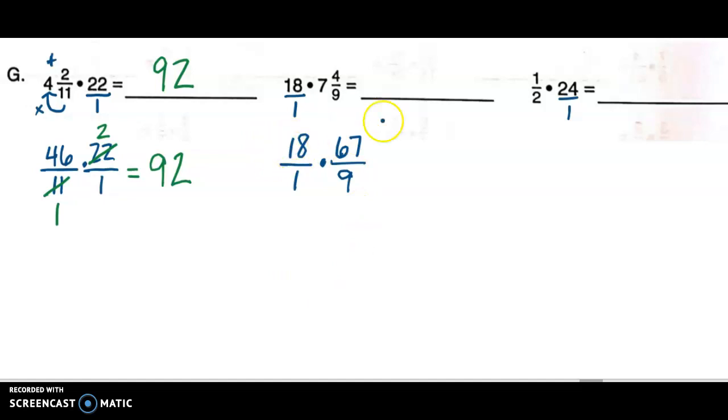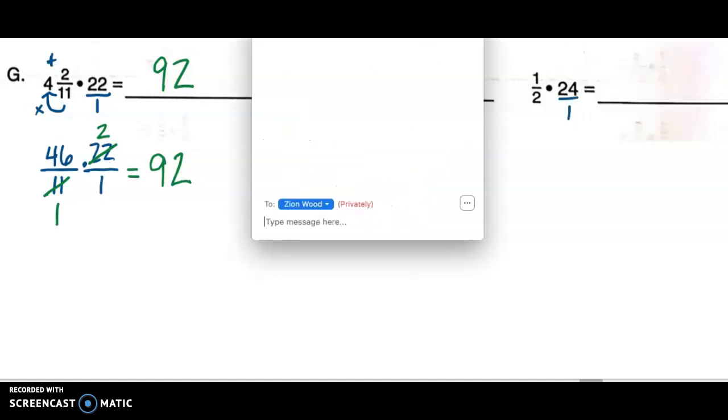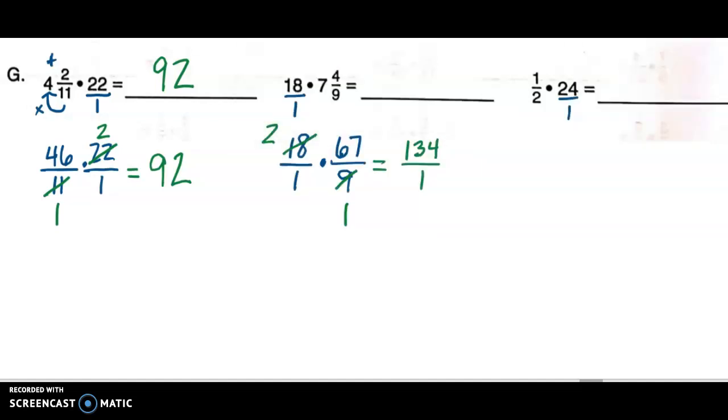If I did top times top, I'd have 18 times 67. Not in the mood to do that myself. So I'm going to look around and say, can I reduce anybody? Well, guess what? I can reduce 18 and 9 by 9. I can divide 9 by 9 and get 1, and I can divide 18 by 9 and I can get 2. So top times top is going to give me 2 times 67. What is that one? 120, 134? What do you think? 134? I'm going to go with 134. So I forgot to show you, still on the bottom of this, there's a 1 times a 1. Why do you think I didn't write it? I didn't write it there because I didn't need to.